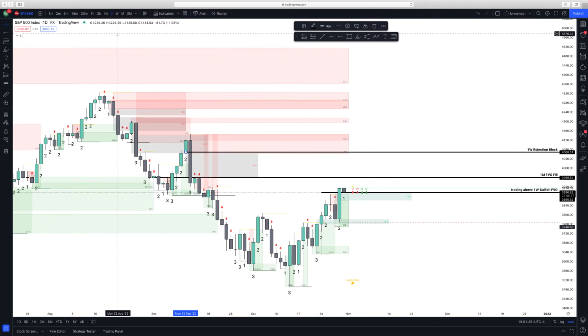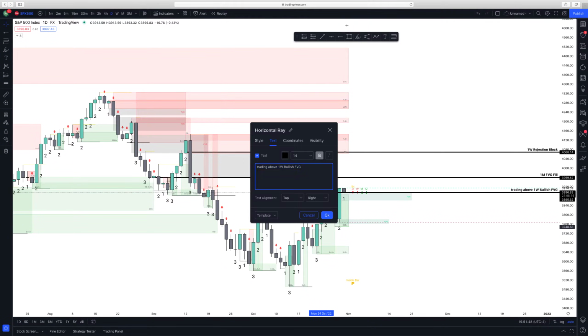So, going down to the daily chart. On the daily chart, it's the same thing as the 1 week bullish fair value gap. So I will click back on this line and I will put above 1 day fair value gap.